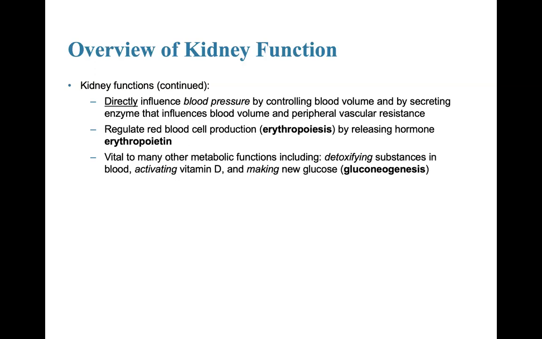The kidneys will also regulate red blood cell production, which is the process called erythropoiesis, by releasing a protein called erythropoietin. And it's also vital for many other metabolic functions, including detoxifying substances in the blood, activating vitamin D, as well as making new glucose through a process called gluconeogenesis from non-carbohydrate sources. That was one of those processes that was discussed in the metabolism chapter.